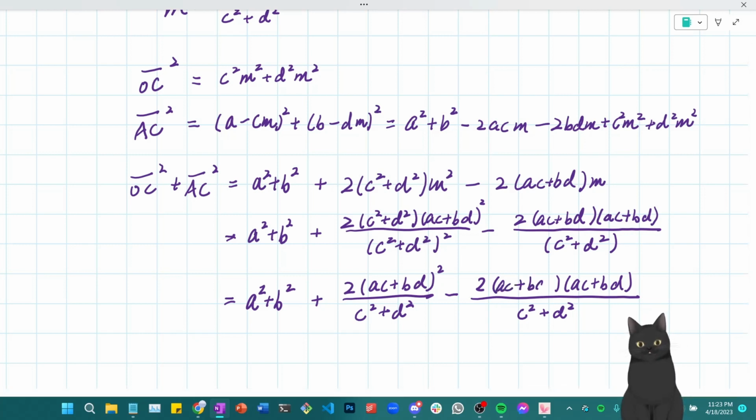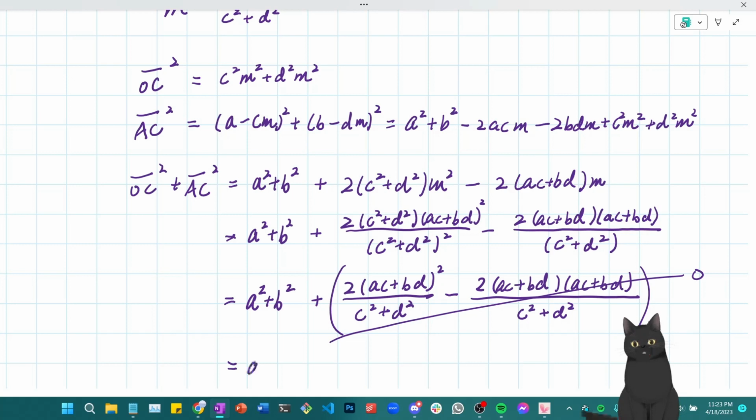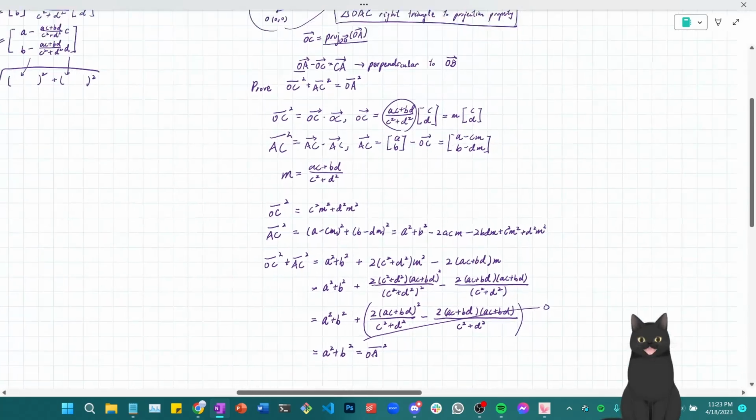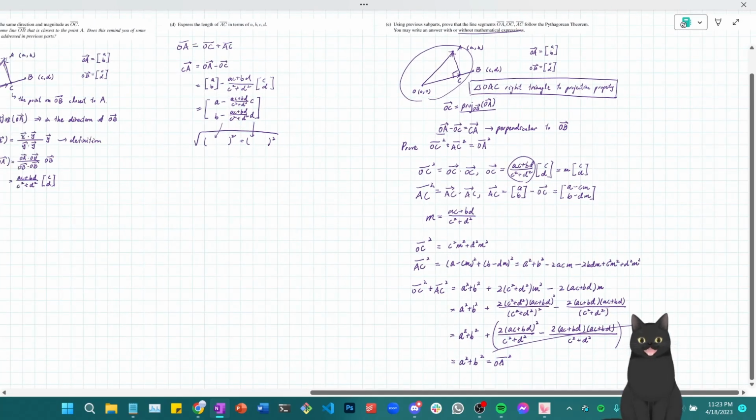So we actually end up with the following expression where we're subtracting 2 times (AC plus BD) squared over C squared plus D squared with the same thing. And these terms zero out. So in the end, I end up with A squared plus B squared, and that I got as OA squared according to the Pythagorean theorem, which would hold true. So then we are able to prove that OA, OC, and AC do follow the Pythagorean theorem.